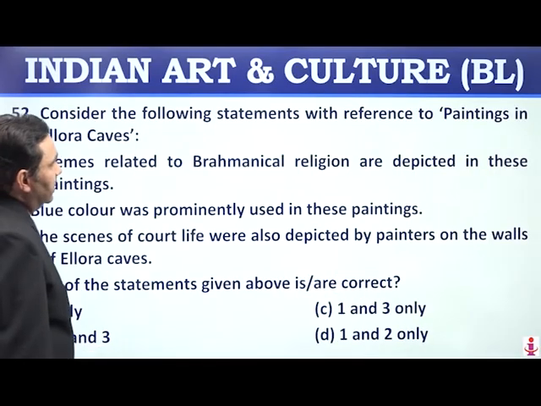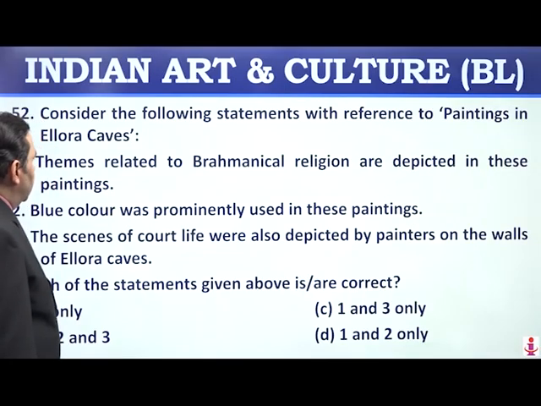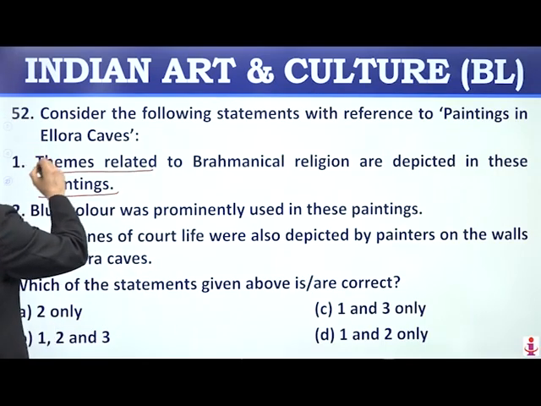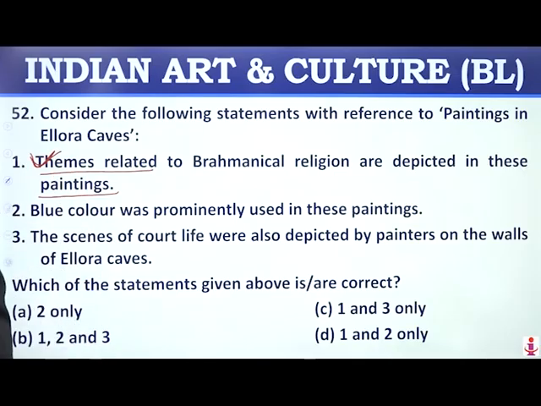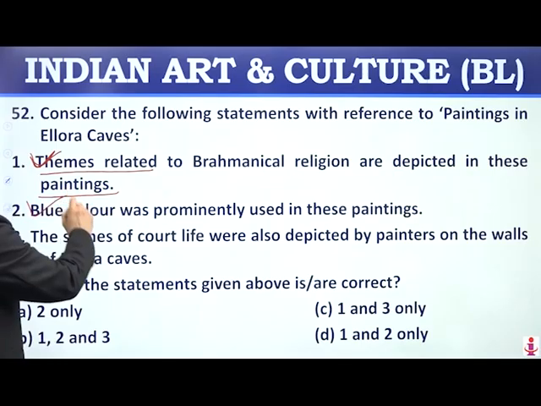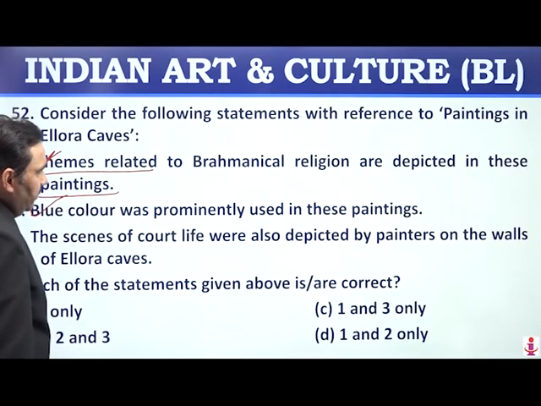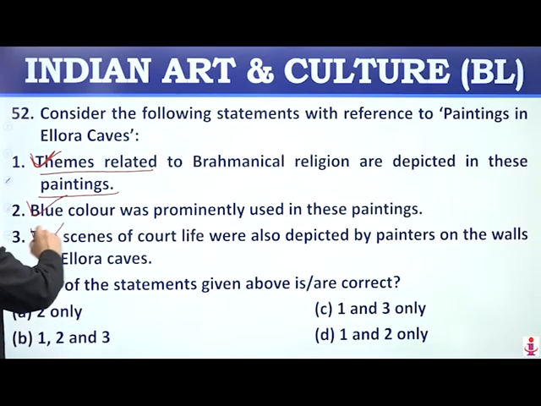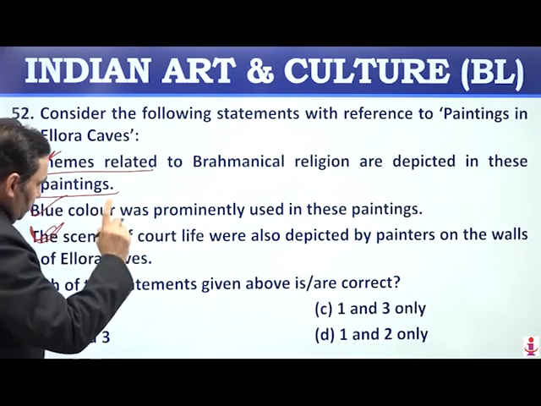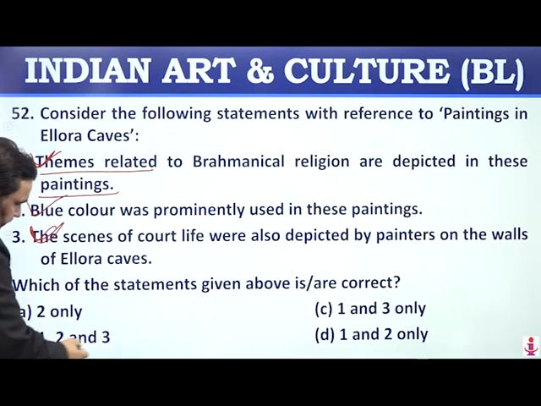52. Consider following statements. Paintings in Ellora caves. Themes related to Brahminical religion are depicted in these paintings. Ellora caves have Brahminical themes, have Buddhist themes. Blue color was predominantly used in these paintings, perfectly correct. The scenes of court life were also depicted, that is also correct. All the 3 statements are correct. You have to choose the correct statement. So option is 1, 2, 3, that is B.